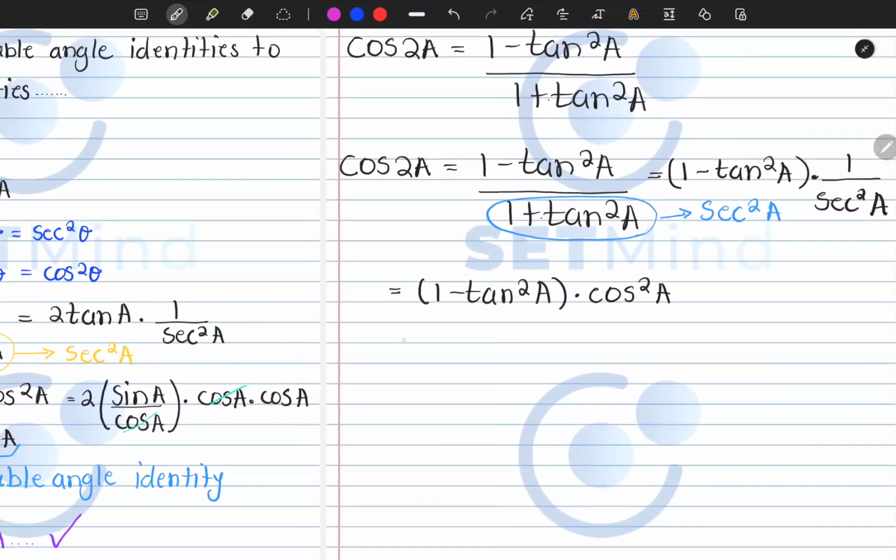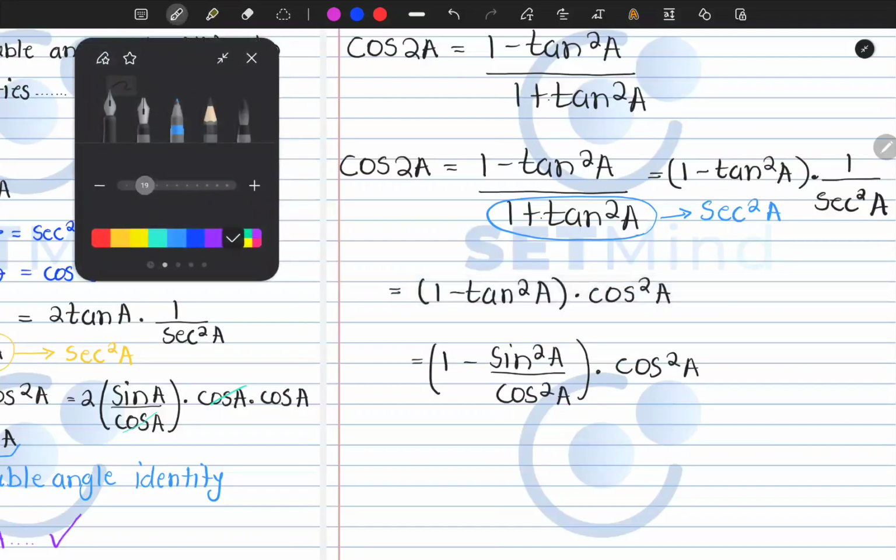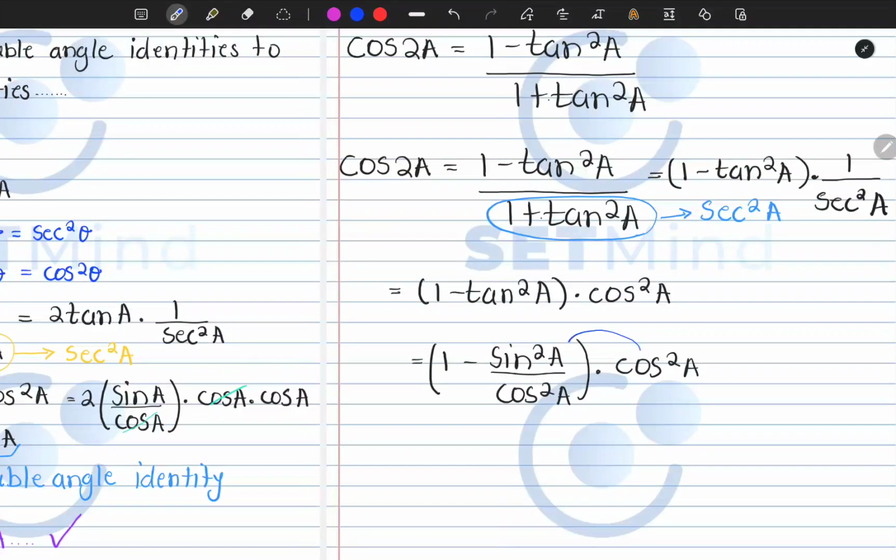And tan, we know what it is. It is just sine squared A divided by cos squared A, and this is multiplied by cos squared of A. And all what we need to do here is to just do some grade 9 foiling.